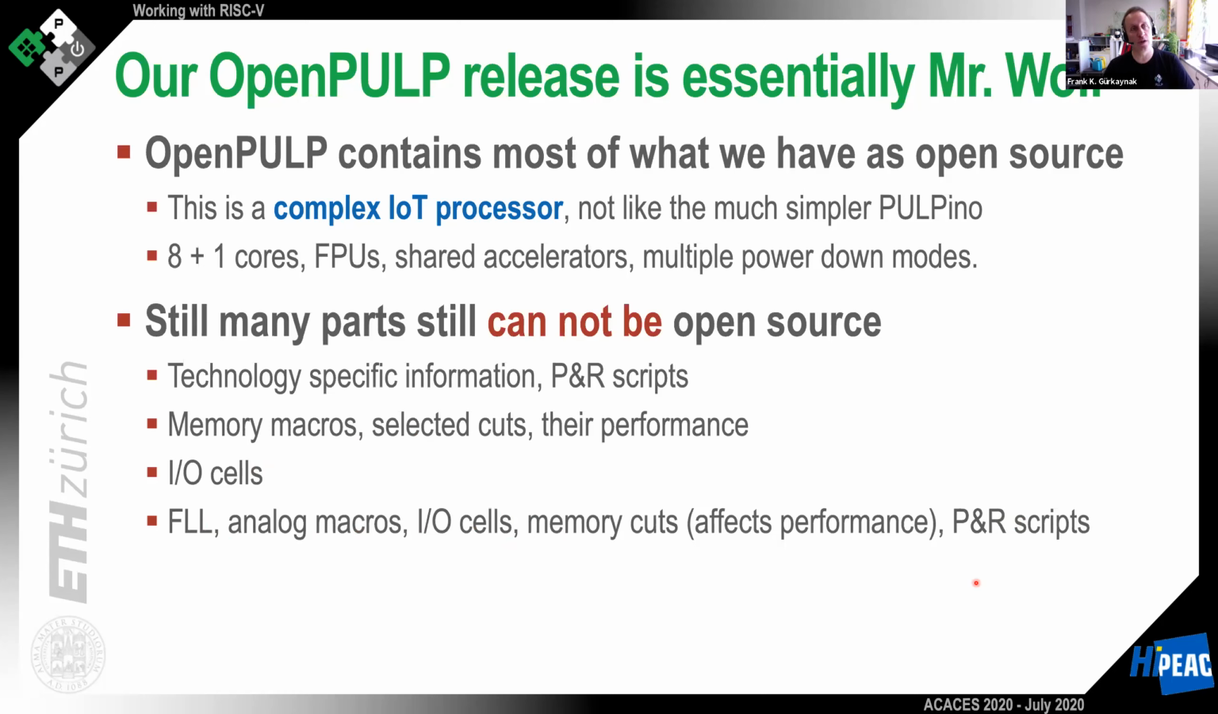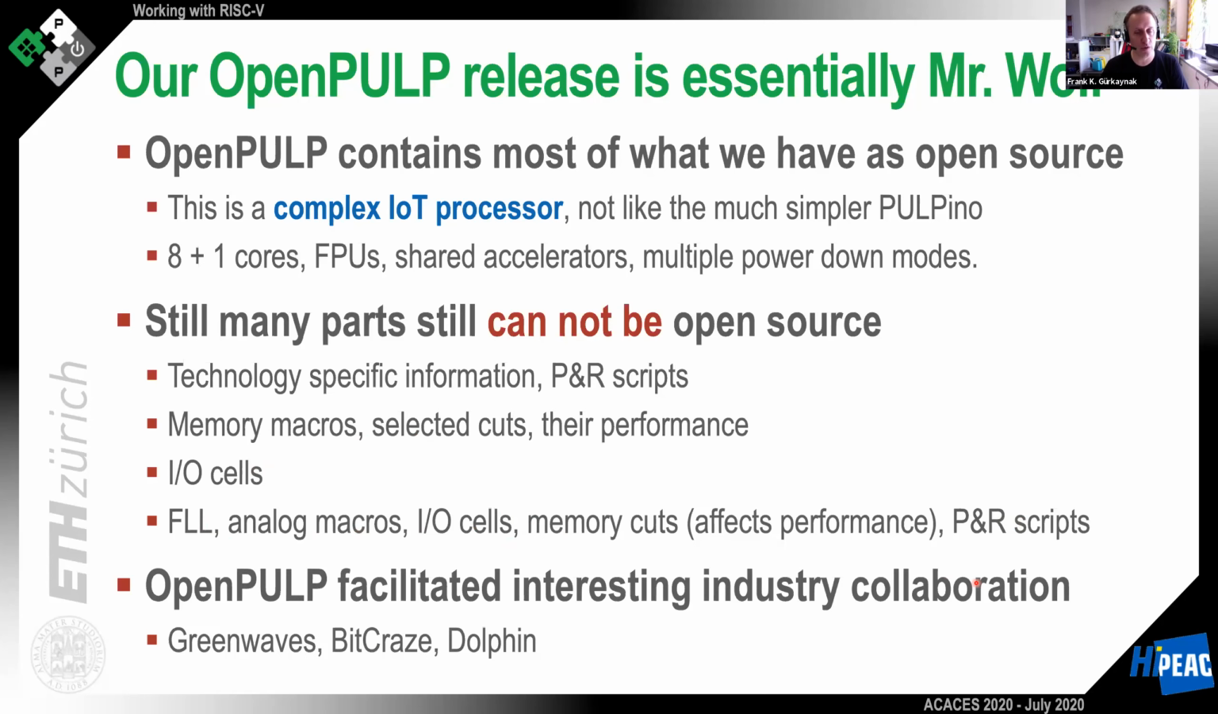And you realize, for example, part of the interesting work here is the ability to turn on and off things. And this works very well if things are on chip. They don't work so well, or you somehow have to get an on-chip voltage regulator to be able to work with it. What this OpenPULP did, it facilitated a lot of interesting industry collaborations. Luca was already talking about GreenWaves Technologies, also Bitcraze and Dolphin.